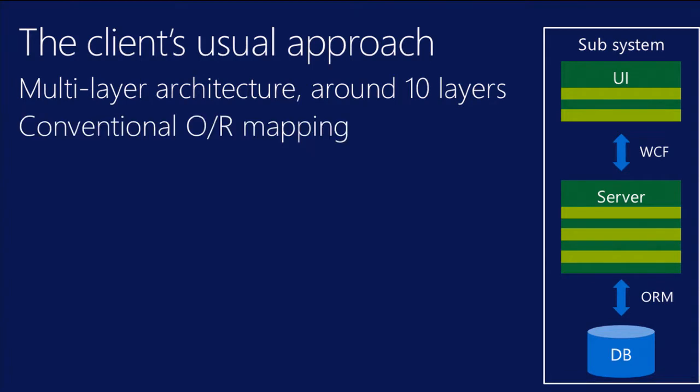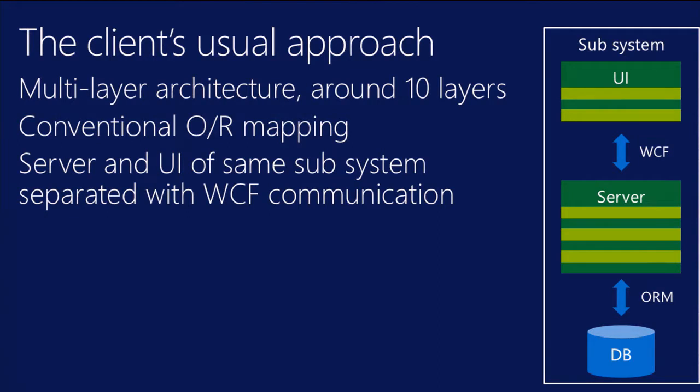And they would use a very conventional OR mapping. So they had a Microsoft SQL Server, and they would use an OR mapper called NHibernate. They would separate the client from the server and have a UI separate from the server, and they would communicate with the WCF service. And the server to UI would be a one-to-one mapping, so the service was private, and the only consumer of the service would be the UI.